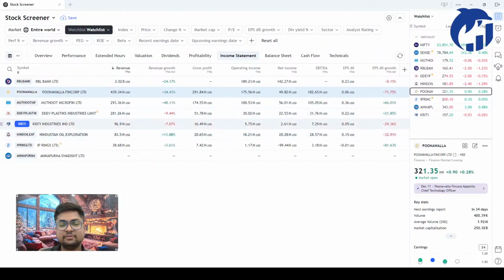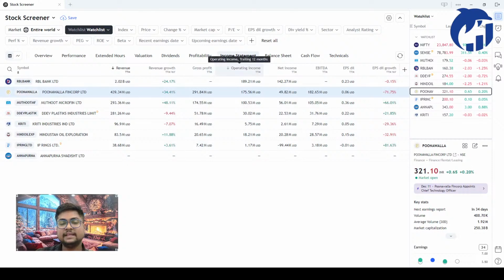Kriti Industries is having a revenue degrowth. So we can see DDV Plastic and Kriti Industries having a revenue degrowth, and for the rest of the stocks, RBL Bank, Poonawalla, Muthoot Microfin, and Hindustan Oil Exploration, it is positive. Looking at the gross profit, we don't have data for RBL Bank, but Poonawalla FinCorp generated 291.84 million USD of gross profit last year. Muthoot Microfin has a gross profit of 174.55 million USD, and DDV Plastic has 51.78 million. So these are the gross profits as of now.